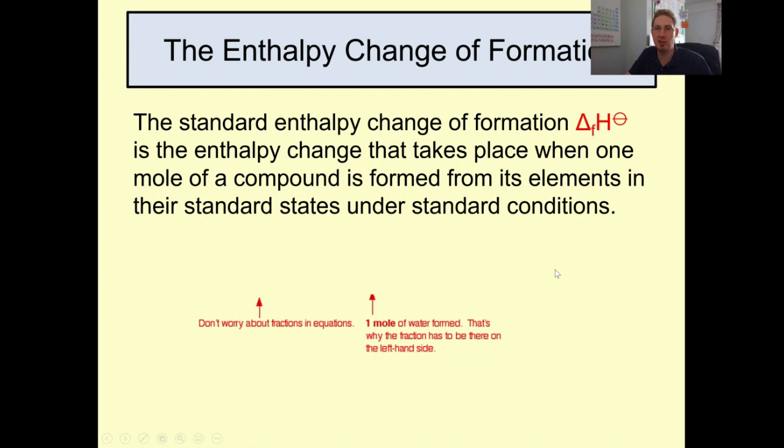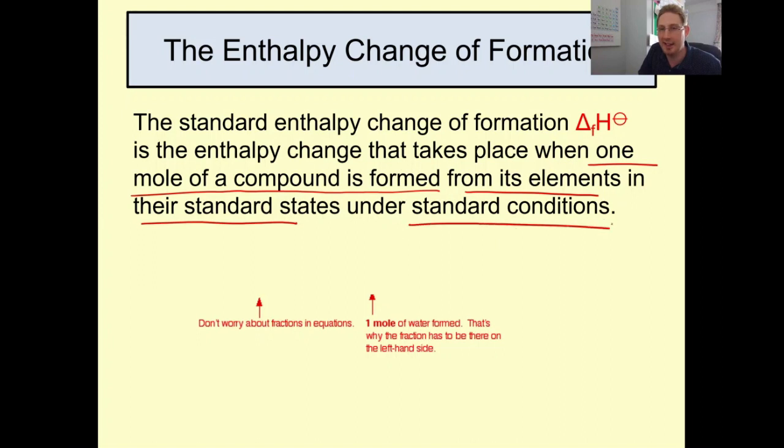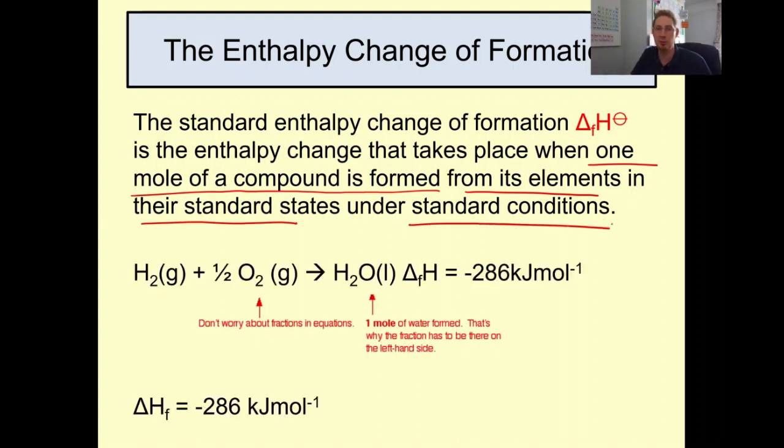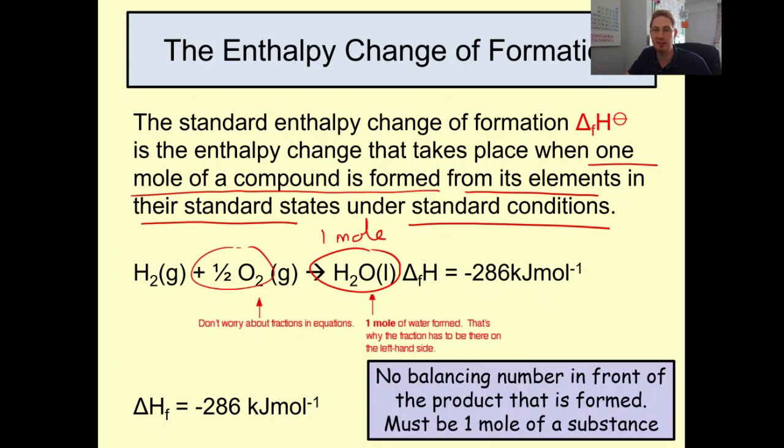Enthalpy change of formation. This is a more specific definition. Enthalpy change that takes place when 1 mole of a compound is formed from its elements in their standard states under standard conditions. For example, this one here, making water from hydrogen and oxygen. We have half a mole of oxygen because we are making 1 mole of our product, and that is really important later that you know that definition, that it's making 1 mole of a product.